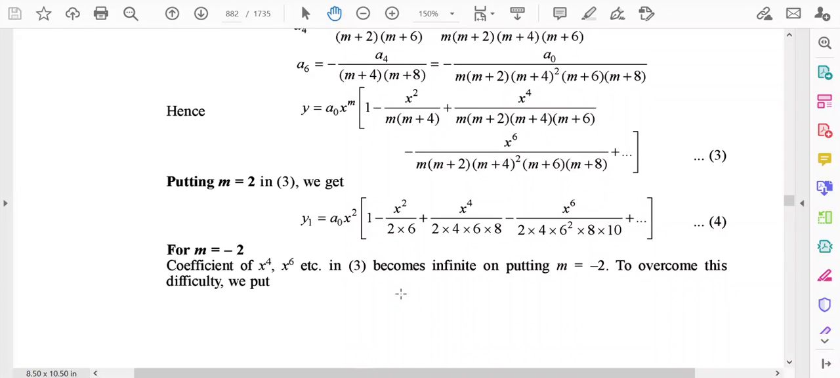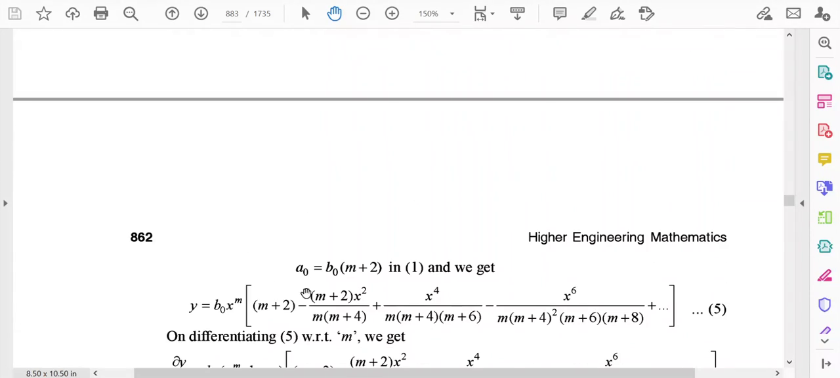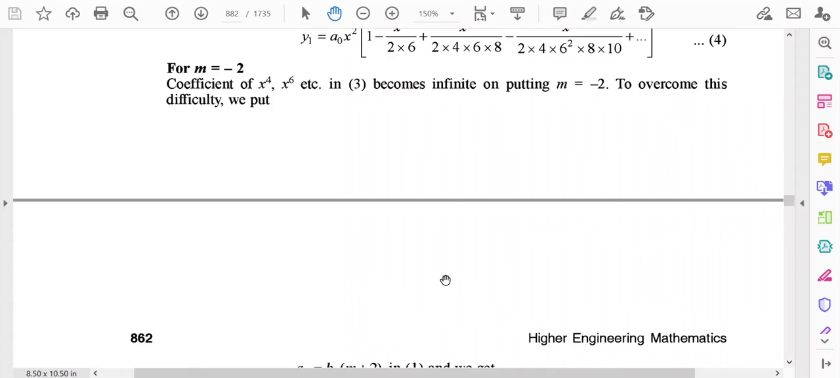But before that, you look that if we put m is equal to minus 2, then some term goes to infinite, because here in the denominator there is m plus 2. Here is also in the denominator m plus 2. So if we put m is equal to minus 2, the coefficients of x to the power 4 and x to the power 6 become infinite. So we have to apply a particular trick for this particular problem, and to overcome this difficulty, we assume that we put a0 is equal to b0 into m plus 2 in this equation.